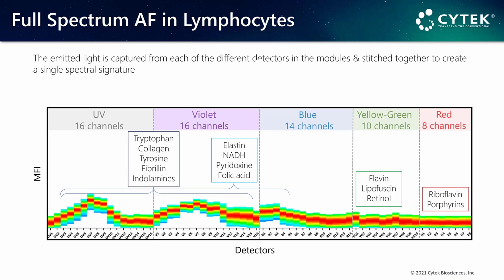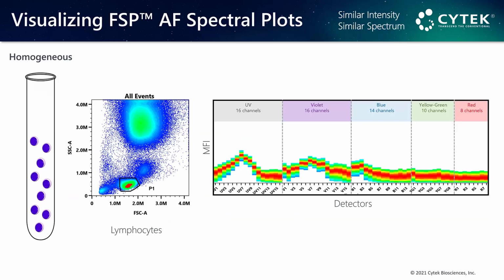When we think about autofluorescence in terms of our samples, there are three main scenarios we encounter when we're examining our autofluorescence. Firstly, we have homogeneous samples, where all the cells present have a really similar spectrum, and the intensity of that spectrum is similar for all our events. This is the pattern that we're going to observe if we're looking at cell lines or if we're looking at lymphocytes only within a whole blood sample.